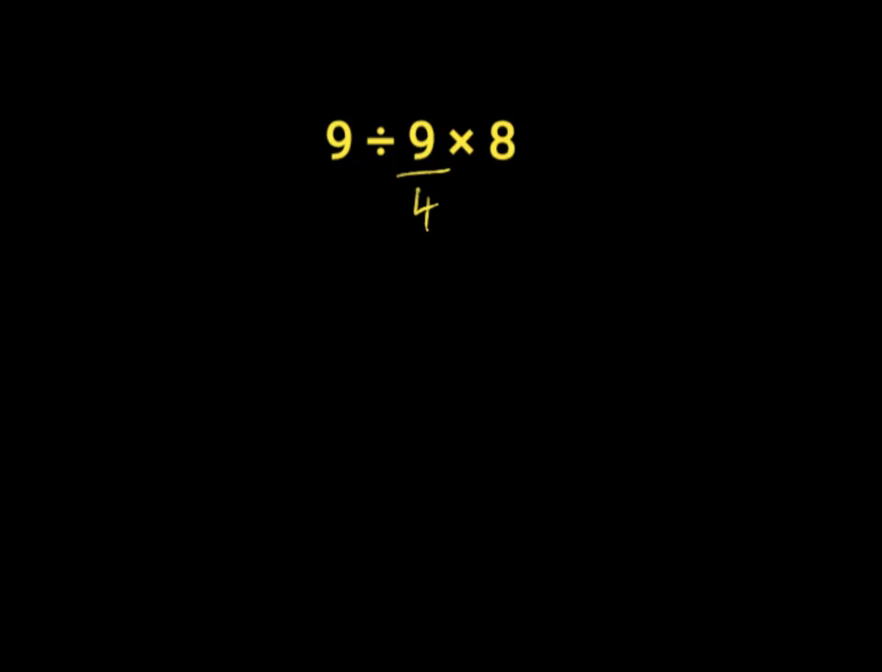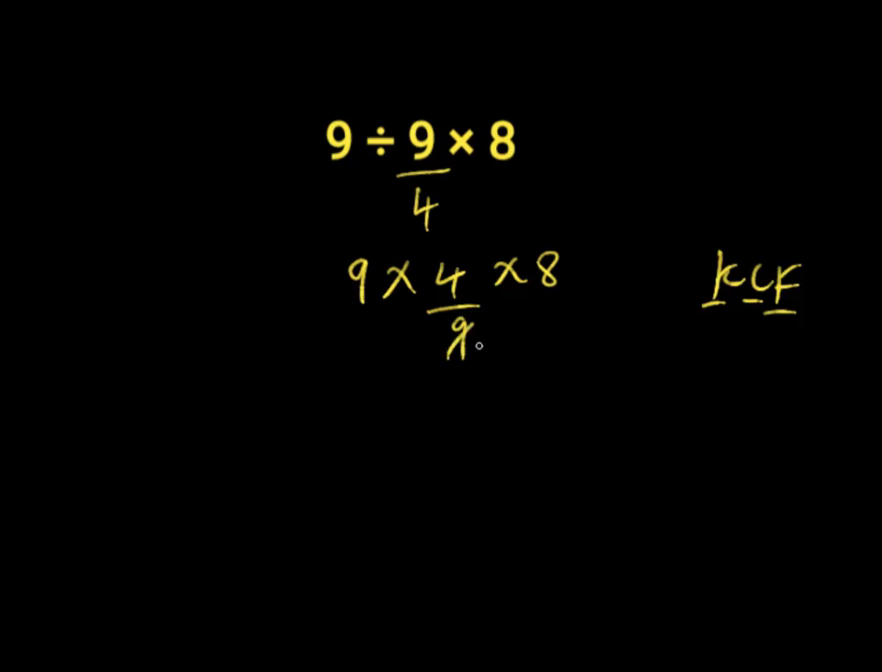First of all, we are going to work with 9 divided by 9 over 4 using the rule of KCF. K stands for keep, C stands for change, and F stands for flip. We are going to keep 9, change division to multiplication, then flip 9 over 4 to 4 over 9. Bring down our 8 here. Now we are going to simplify.